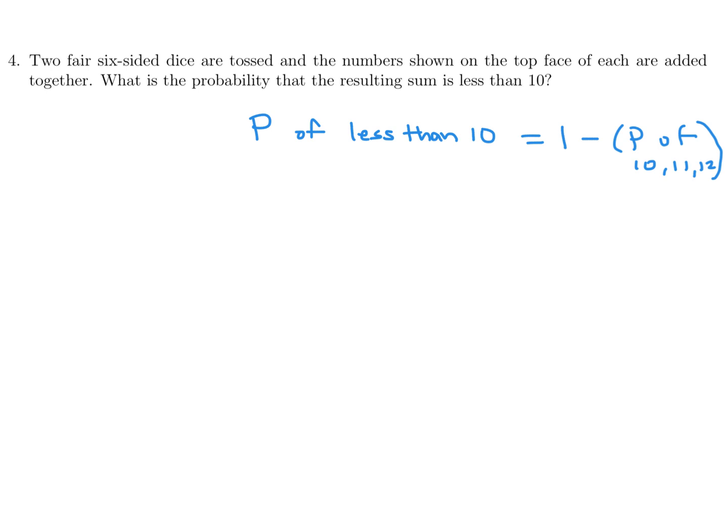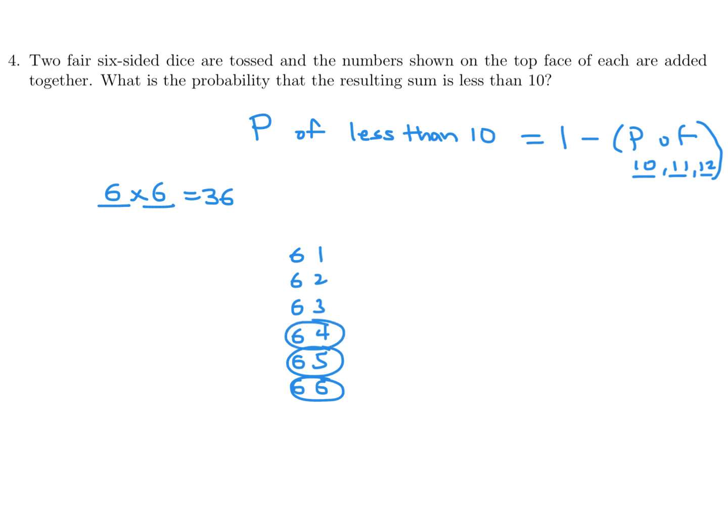Okay, so when you roll 2 dice, you have 6 choices for the first dice and 6 choices for the second dice. So there's 36 possibilities, right? So we've got to figure out, of the 36 possibilities, how many would end up with a 10, 11, or 12 as the sum. Okay, well, 6, 6, 6, 5, 6, 4, 6, 3, 6, 2, 6, 1. Of these, this is 12, this is 11, this is 10.